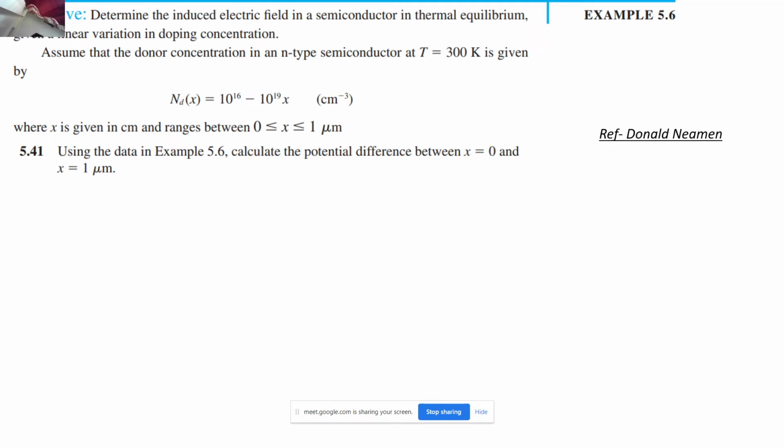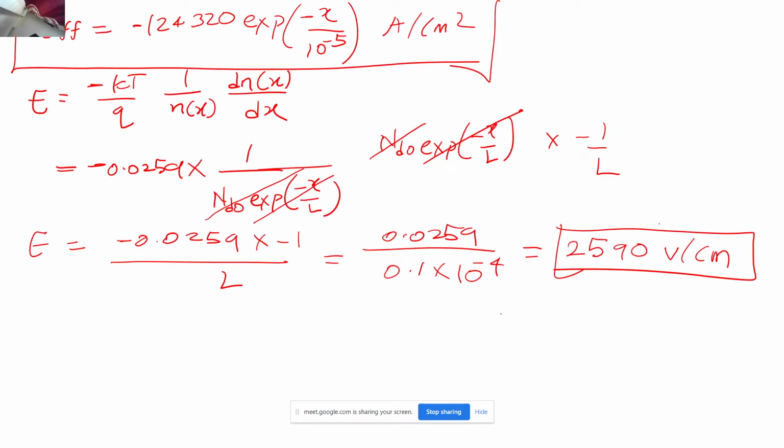So let's just try to emphasize this. When will you see an electric field in a semiconductor? What is the condition for it?